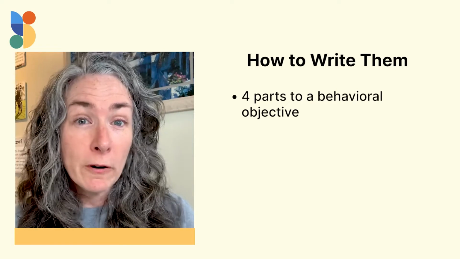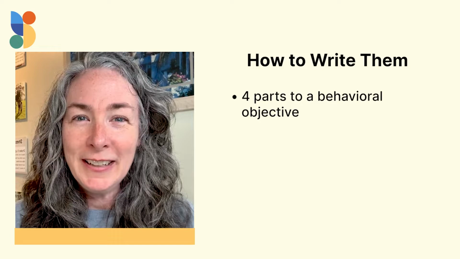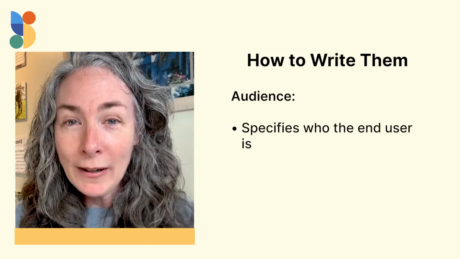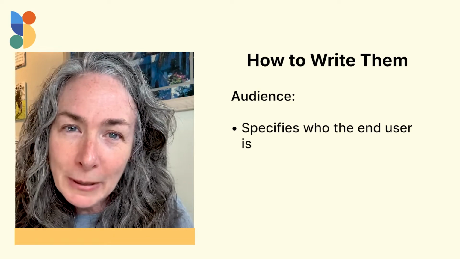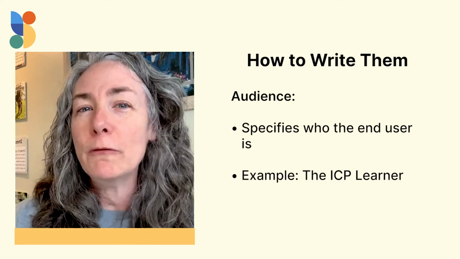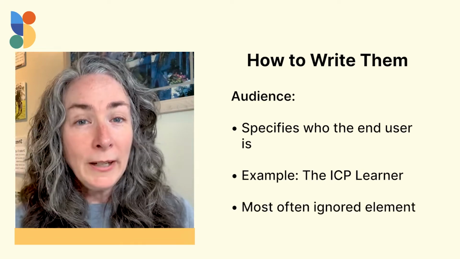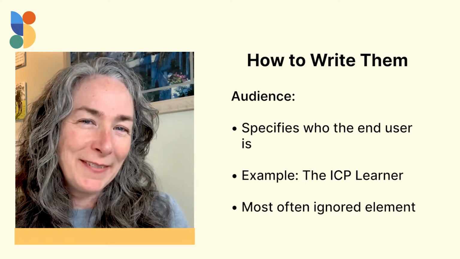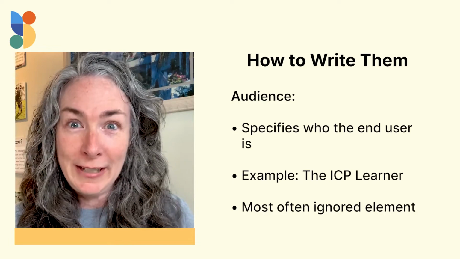There are 4 parts to a behavioral objective. The most common elements are audience, behavior, condition, and degree. The audience element is used to specify who the end user of the course design is going to be. An example of how you would write an audience would be the ICP learner. Audience is the most often ignored element of behavioral objectives, but it is actually a key to making sure that we have correctly identified who we are teaching.